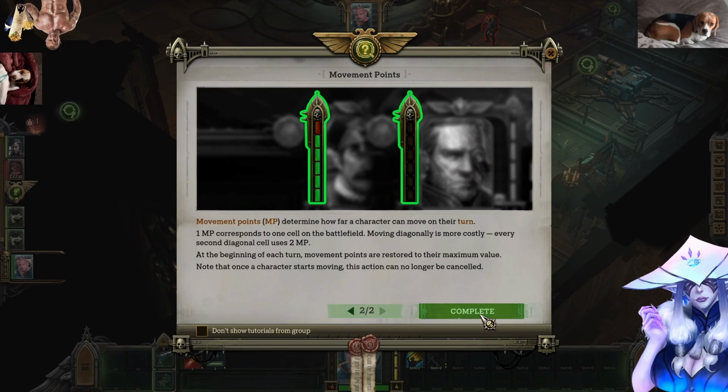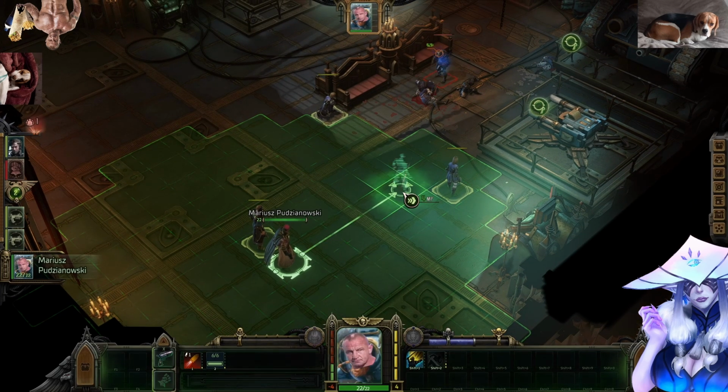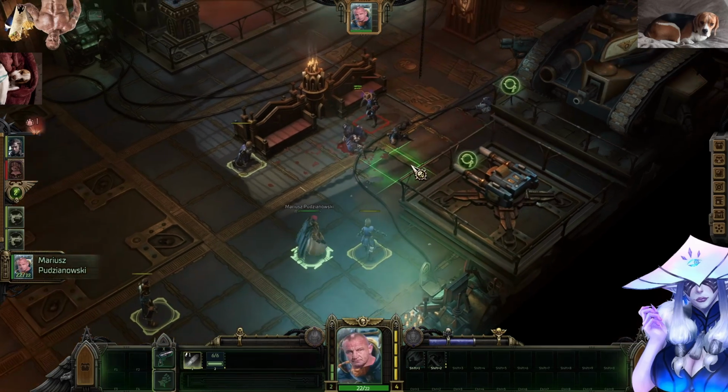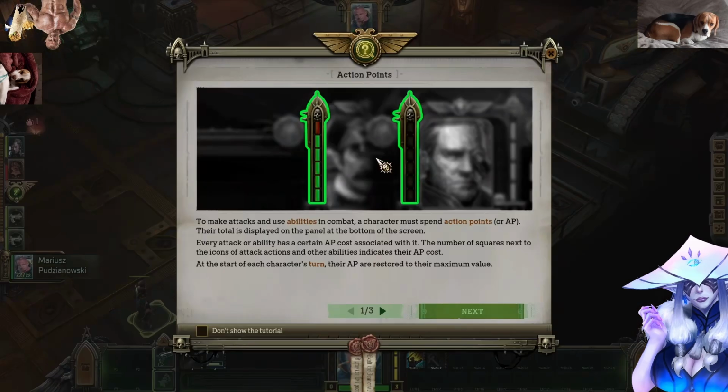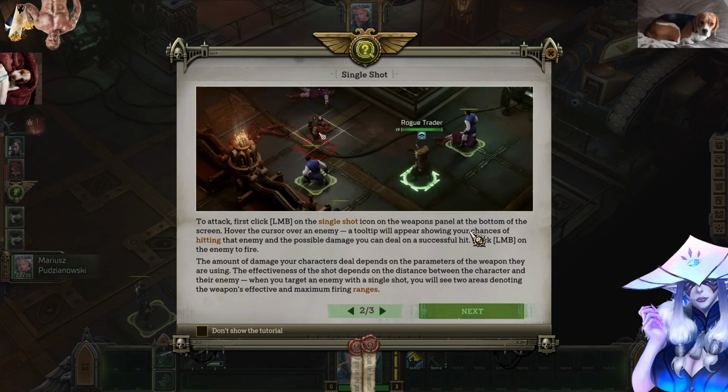Movement points determine if a character can move on their turn. 1 MP corresponds to 1 cell on the battlefield. Moving diagonally is more costly. Every second diagonal cell uses 2 MP. At the beginning of each turn, movement points are restored to their maximum value. Note that once the character starts moving, it can always be cancelled. Okay. All too easy. Oh, okay. Pew. The main attacks use action points. Okay. To attack, first click LB and a single shot icon.